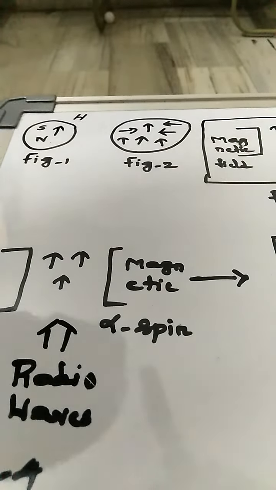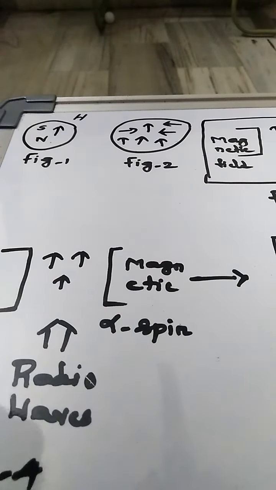Friends, good evening. As I said in the earlier video, electromagnetic radiations are useful in identifying the different organic compounds. Today we are going to see the first electromagnetic radiation, namely the radio waves, and how they are useful in identifying or predicting the structure of an organic compound. Radio waves are used in nuclear magnetic resonance spectroscopy, or in other words, we can call it NMR spectroscopy.